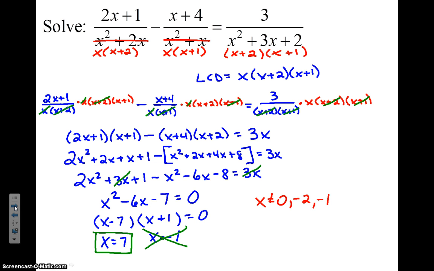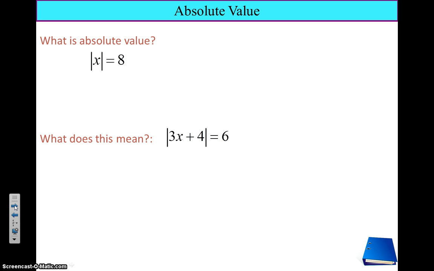All right, so those are our examples on solving rational equations. What we will look at next is absolute value, but that'll be in part 2 of the video.